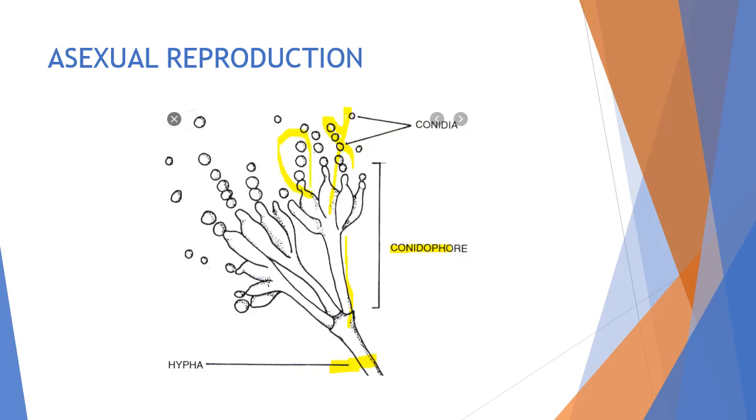And this is called a conidiospore. So three terms you have to remember: conidiophore, then the conidia, and the conidiospores. Okay, so this is the asexual reproductive method.